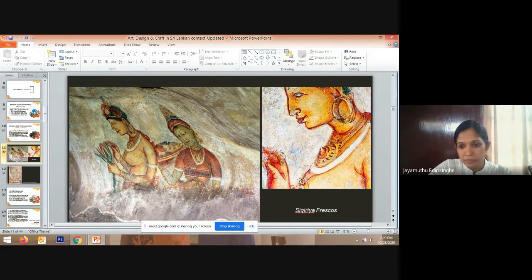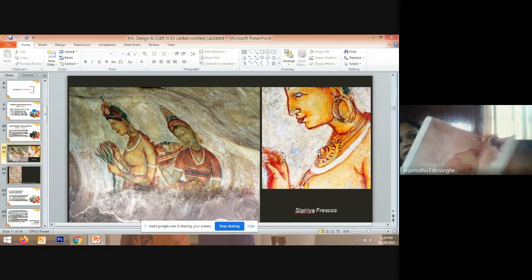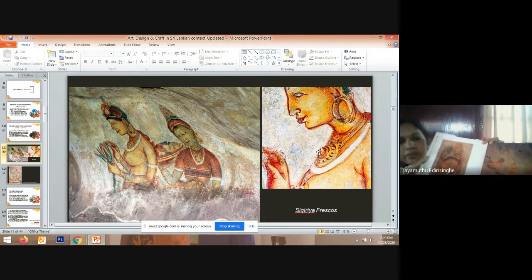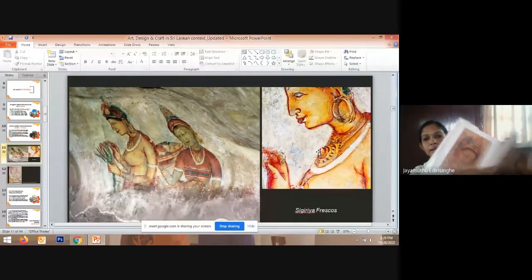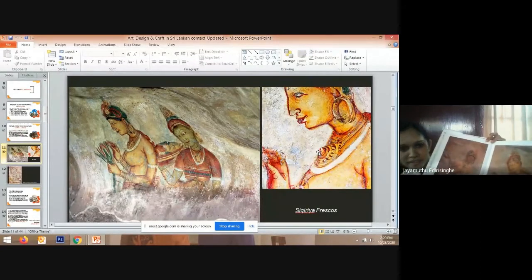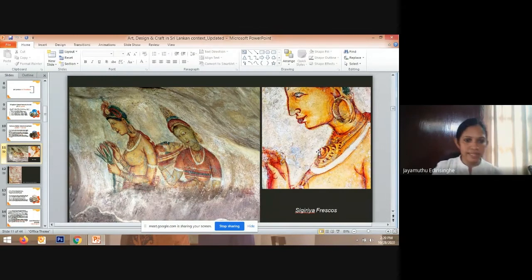In the Sigiriya frescoes, you can see some examples here. There are a lot of paintings in Sigiriya, many in the same style we call the classical style of painting. Hope you can see it. Yes, we can. I'll show some of the examples. I have put some in the slides as well.